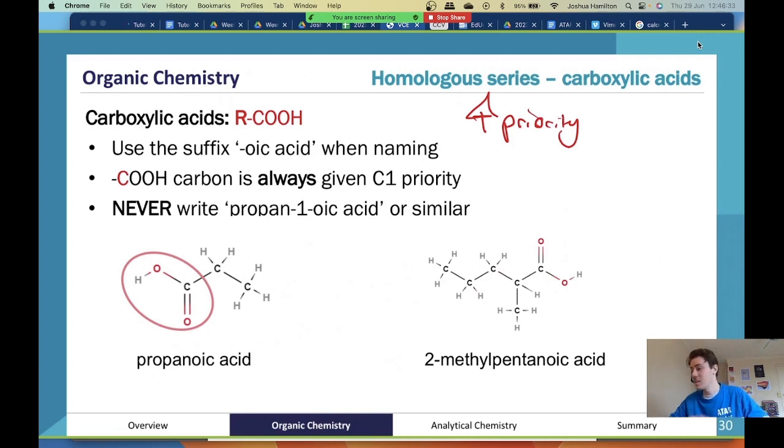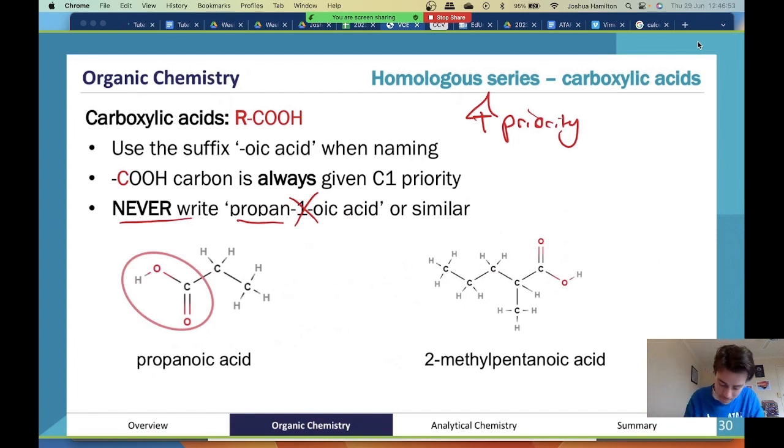Now, why do I say count from the end with the carboxylic acid? Because carboxylic acids are always at the end. They're never, ever anywhere else. They're always at the end. They're always one. So you are never going to write propan-1-oic acid. You are never going to put that one in there. Why is that? Because it's always priority one. We always know where it is. It's always going to be at the end.